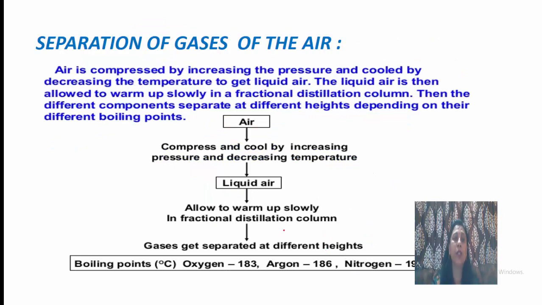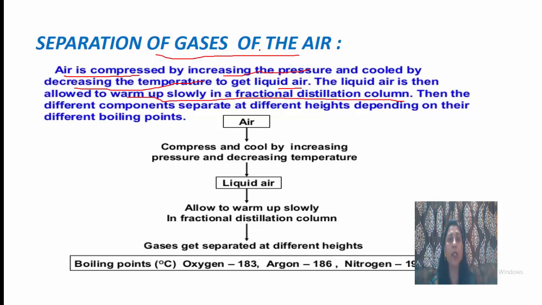now this fractional distillation is used for separation of gases of the air. So how is this done? Air is compressed first by increasing the pressure and cooled by decreasing the temperature, and we get the liquid air. And once the air is liquefied, then this is allowed to warm up slowly in a fractional distillation column.